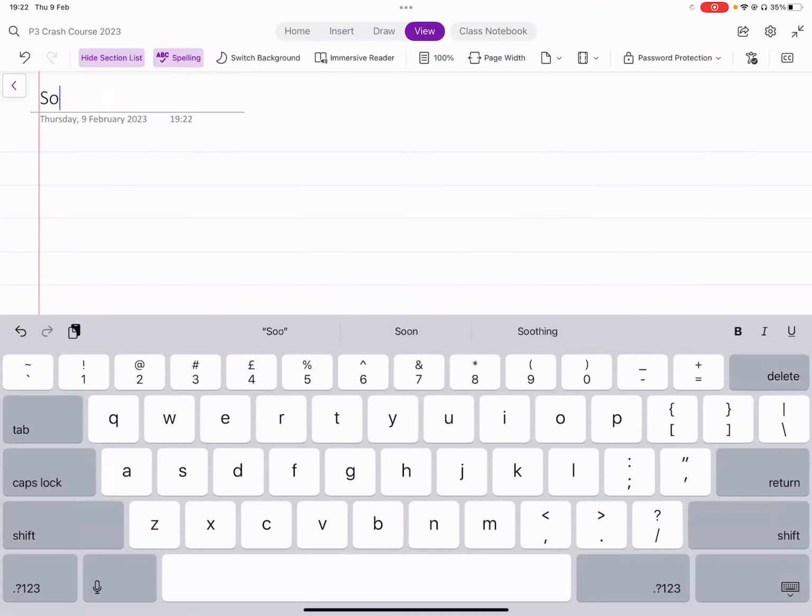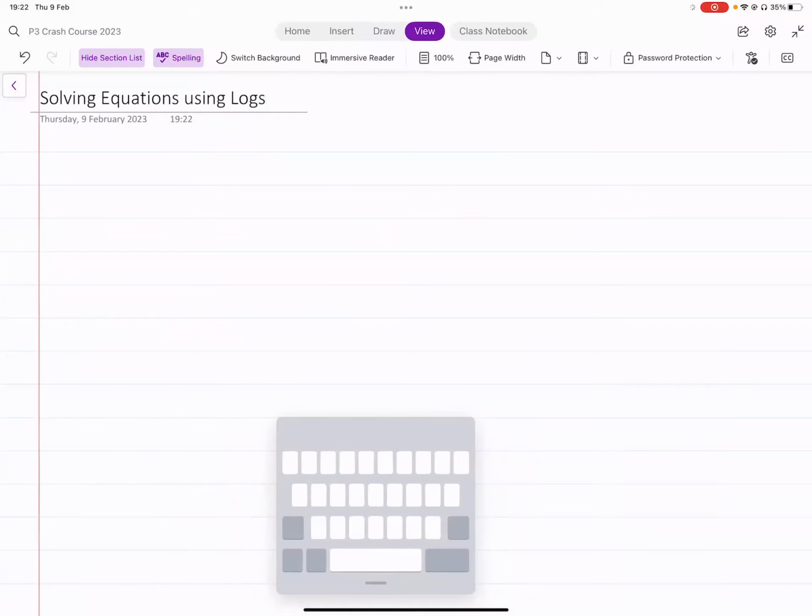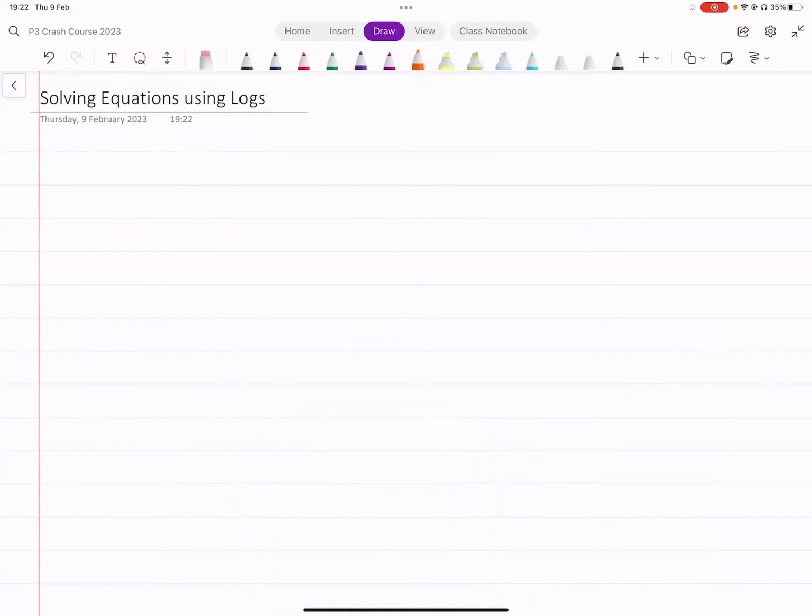Solving equations using logs, that's what we are going to be doing today. Now, why are logs so important?